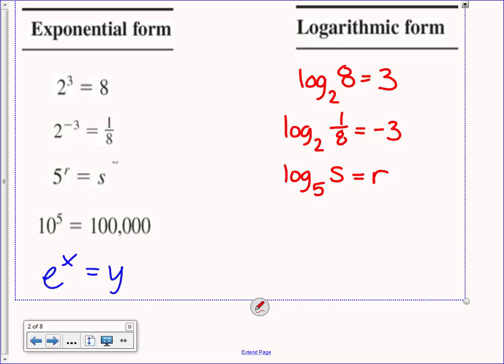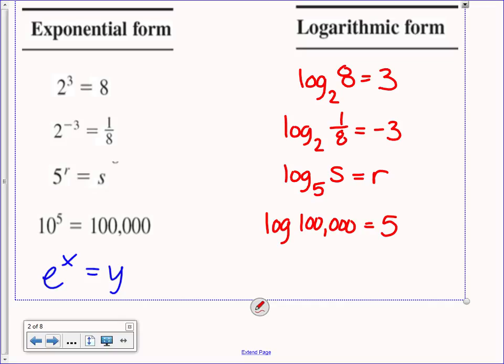All right, then we have 10 to the 5th power equals 100,000. Now, this actually converts into what's called a common log. And we usually would just write it as log of 100,000 equals 5. When you don't see the base, it is understood to be a 10, and that's why we call it the common log, okay?